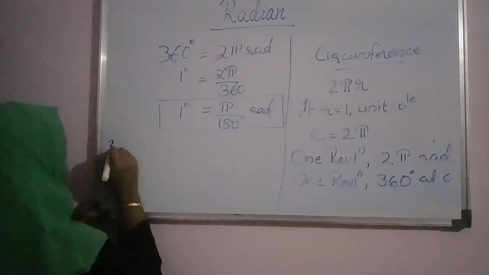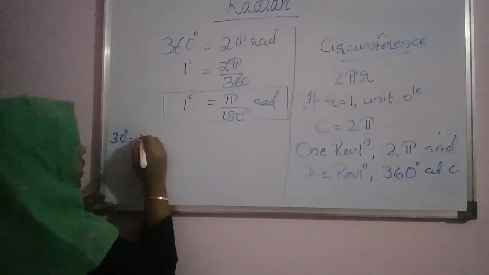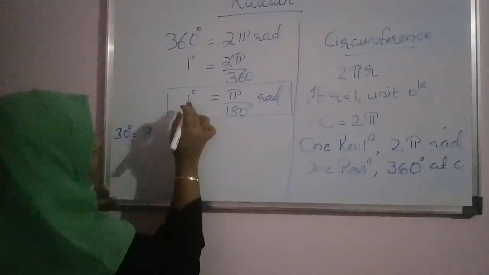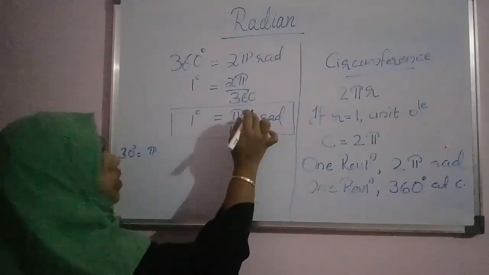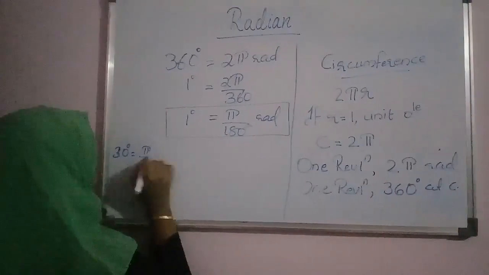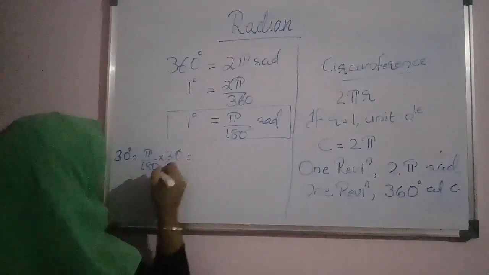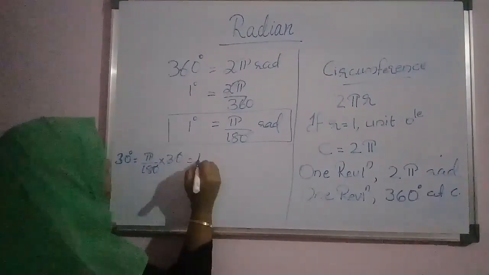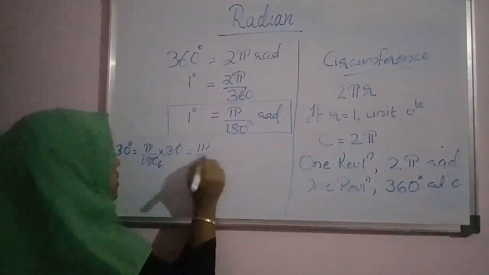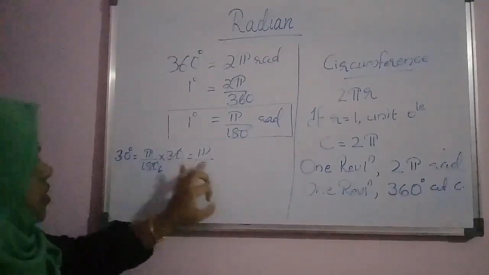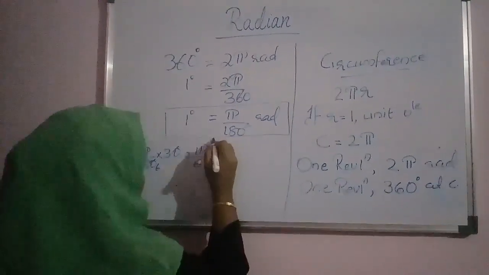Then what will be 30 degree? Here we multiply by 30, and here also we multiply by 30. Then pi by 180 into 30. What will be the answer? 30 and 180 get cancelled. We get pi by 6. So 30 degree is equal to pi by 6 radian.